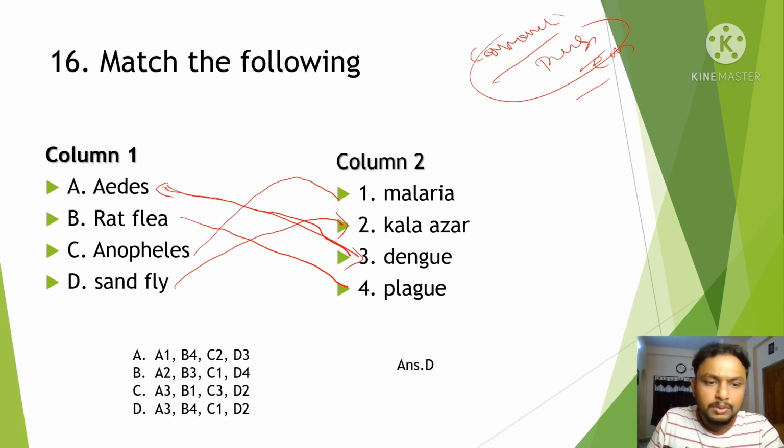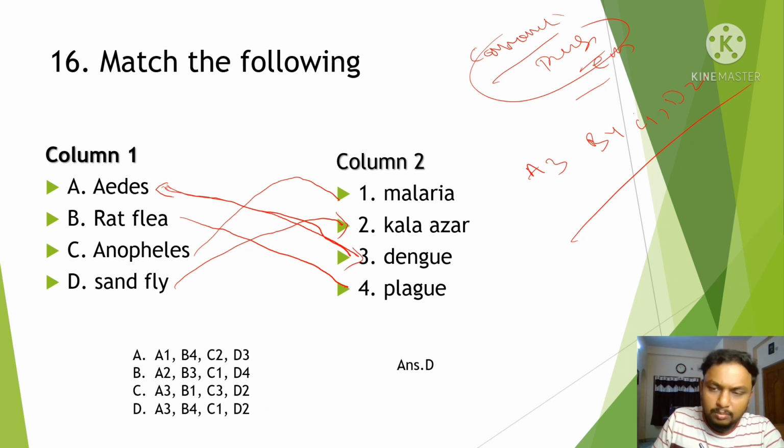So your option is Aedes A3, rat flea B4, and C Anopheles is causing malaria, C1, and D2. So your option is A3, B4, C1, D2. So D is your option answer. Okay.